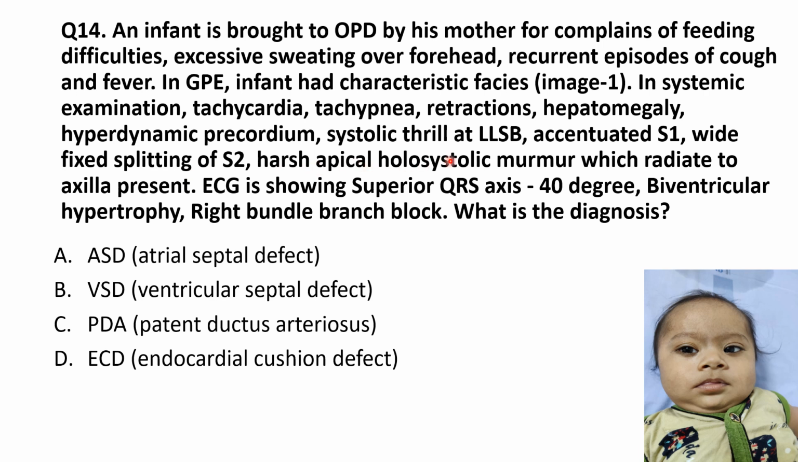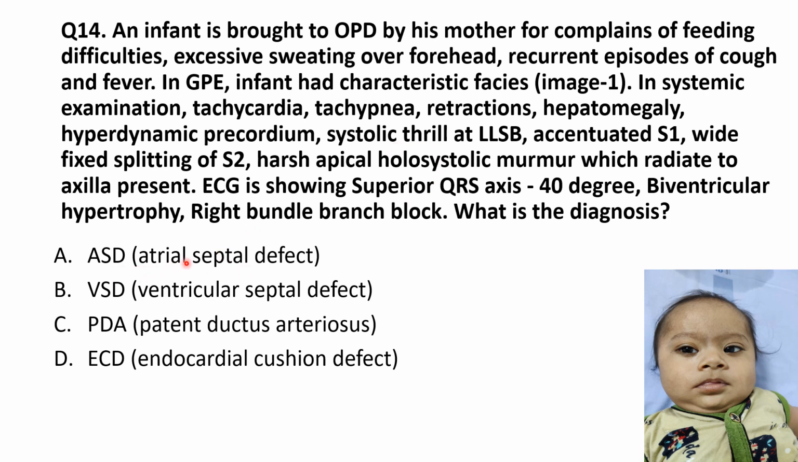Harsh apical holosystolic murmur which radiates to the axilla is seen with mitral regurgitation. So according to this part, the patient has ASD plus VSD plus MR. The ECG is showing superior QRS axis of minus 40 degrees, biventricular hypertrophy and right bundle branch block. So what is the diagnosis? We cannot say only ASD because the patient also has signs of VSD and MR.